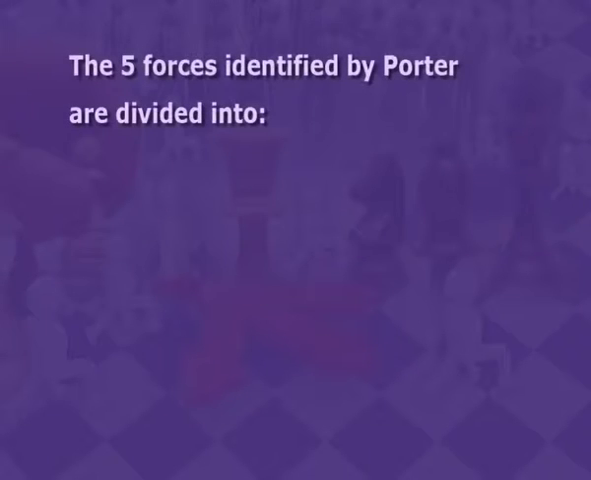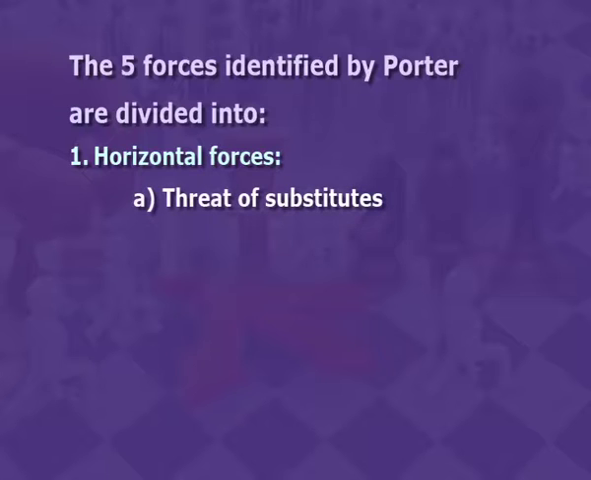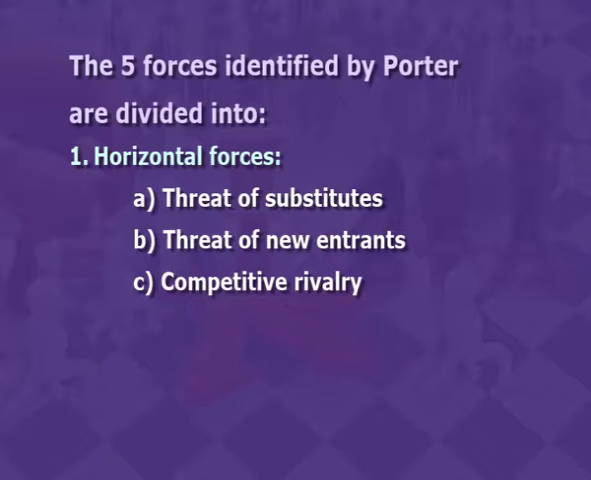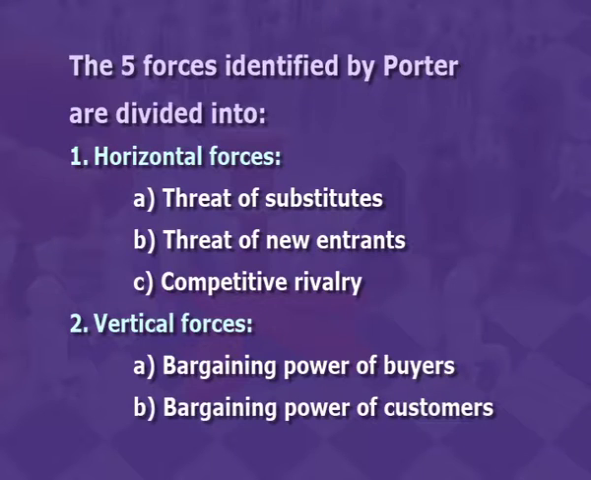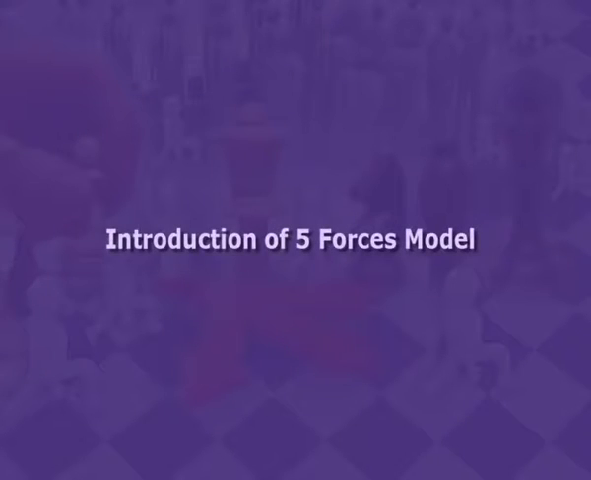The five forces identified by Porter are divided into, first, horizontal forces: threat of substitutes, threat of new entrants, competitive rivalry. Second, vertical forces: bargaining power of suppliers and bargaining power of buyers. Now, introduction of the five forces model.